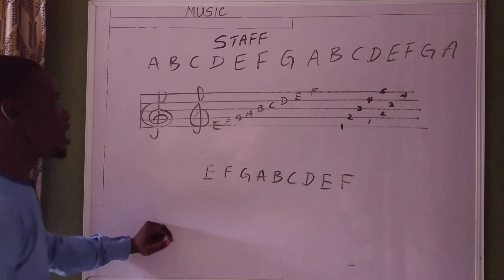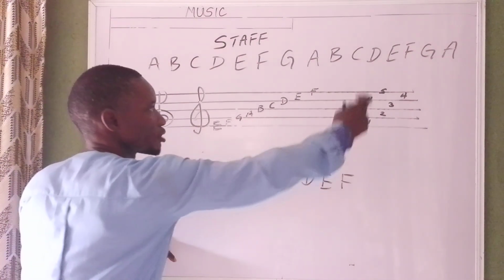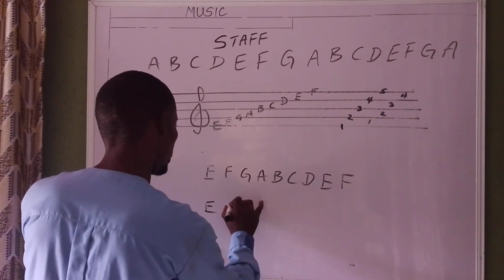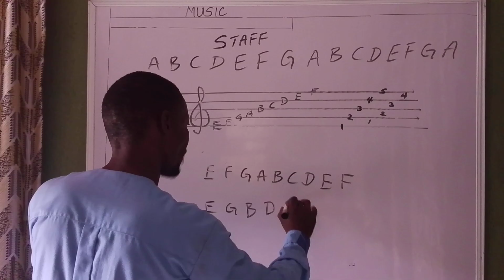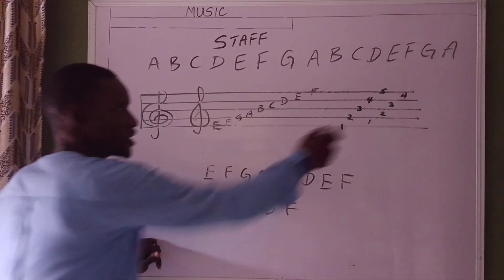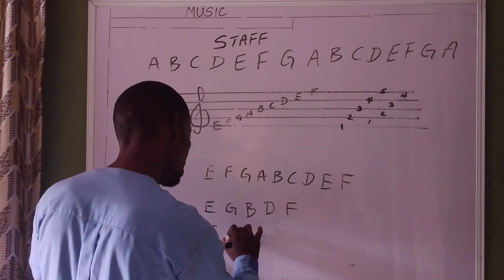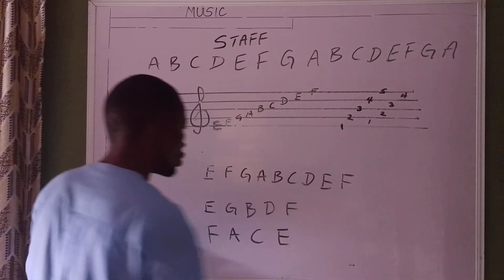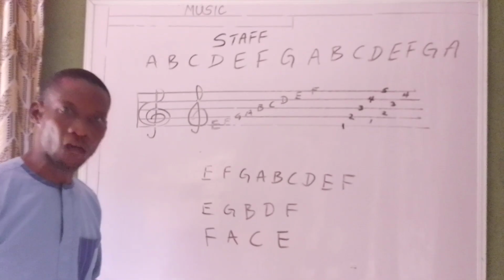Good. So let us demarcate the lines from the spaces. The lines 1, 2, 3, 4 and 5 are what? Line 1 is E, line 2 is G, line 3 is B, line 4 is D, and line 5 is what? F. Let us bring out the spaces. Space 1 is F, space 2 is A, space 3 is C, and space 4 is what? E. So you have the spaces as FACE.